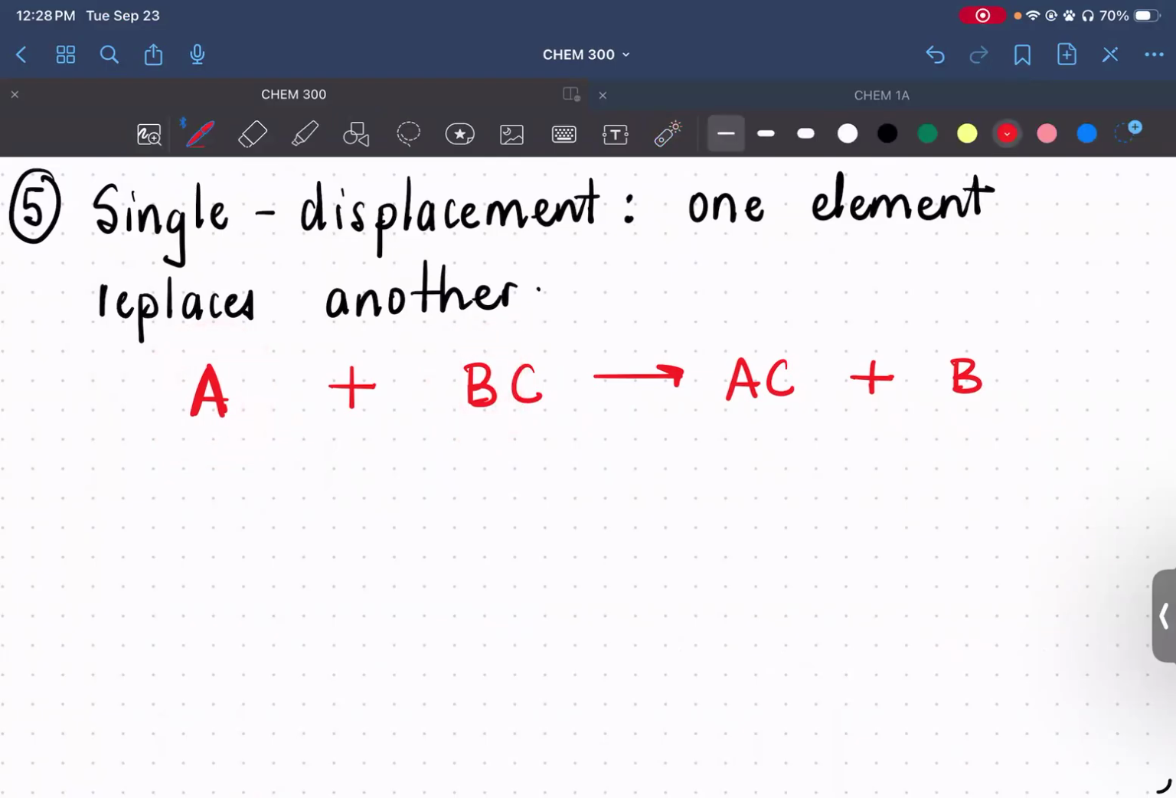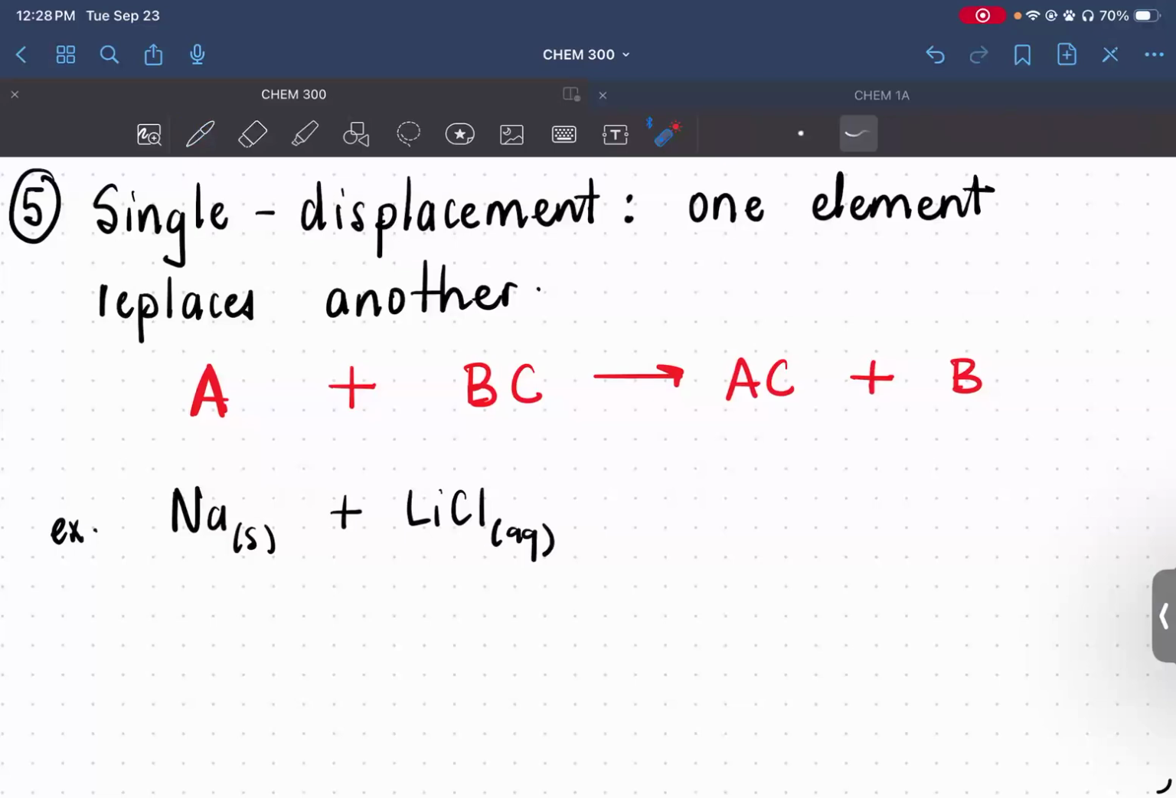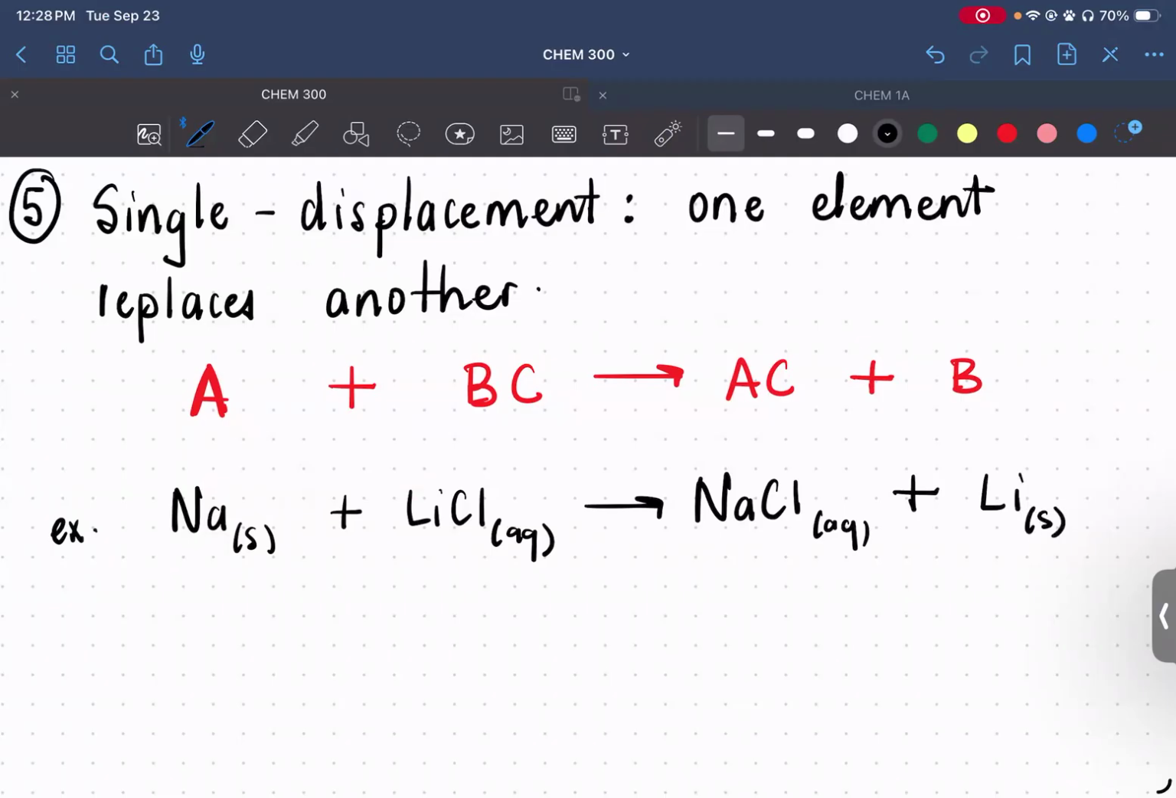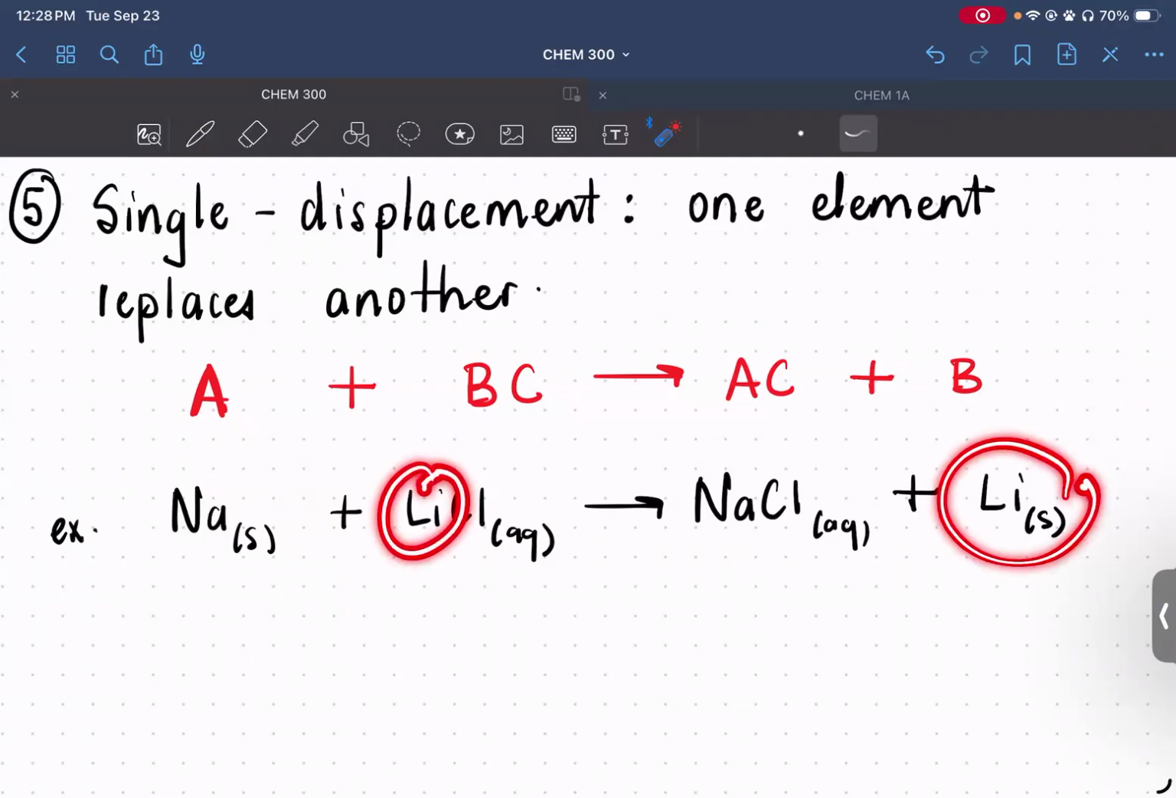Let's take a look at an example of this. The reaction between sodium and lithium chloride results in the sodium replacing the lithium, resulting in sodium chloride plus lithium. The element that gets replaced ends up by itself as a neutral element.